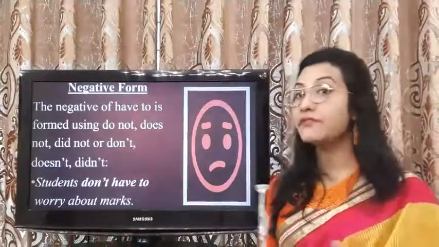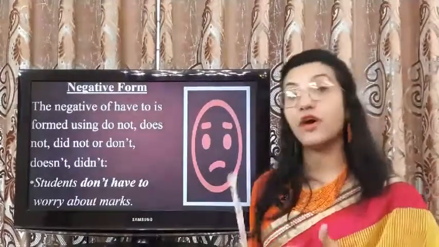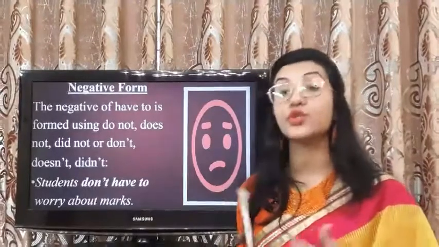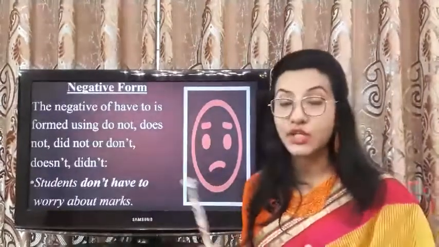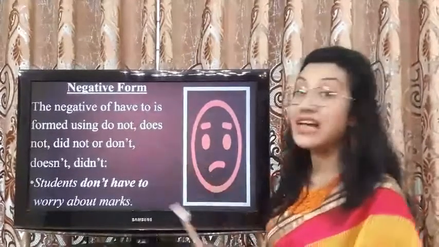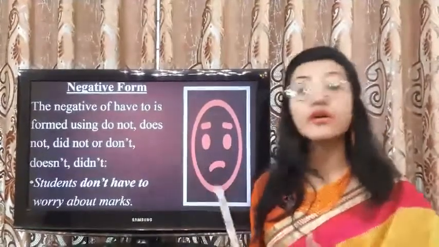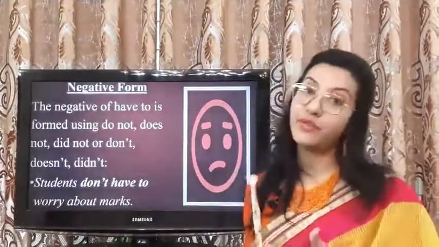For example, if you have first person singular number, if you have second person, if you have third person plural number, you're going to use do not. But if you have third person singular number, for example, he, she, it, or any other singular noun, then you're going to use does not. And where are we going to use did not? When we are talking about past tense, then we are going to use did not.